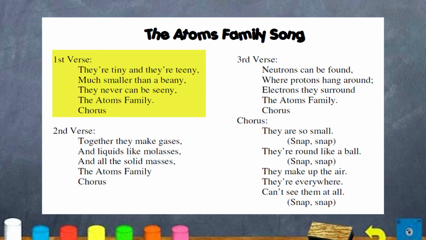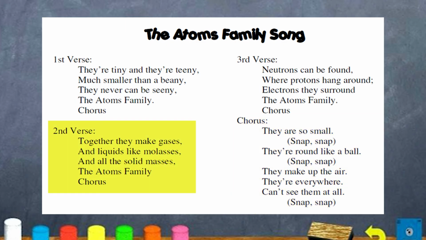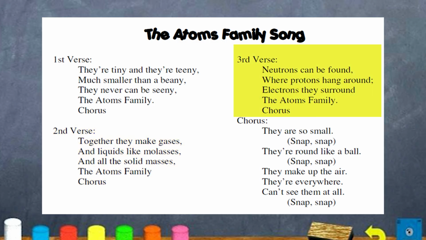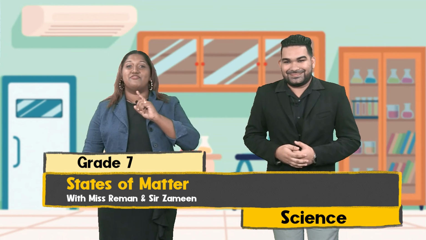They're tiny and they're teeny, much smaller than a beanie. They can never be seeny, the Atoms Family. They're so small. They're round like a ball. They make up the air. They're everywhere. Can't see them at all. Together, they make gases and liquids like molasses and all the solid masses, the Atoms Family. Neutrons can be found where protons hang around. Electrons, they surround the Atoms Family. And there you have it, boys and girls, the Atoms Family.